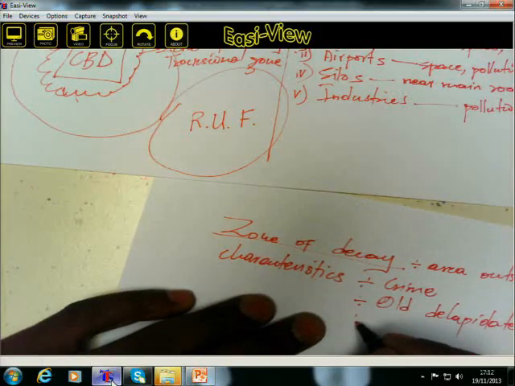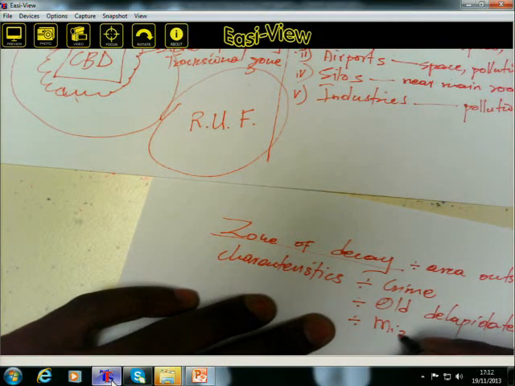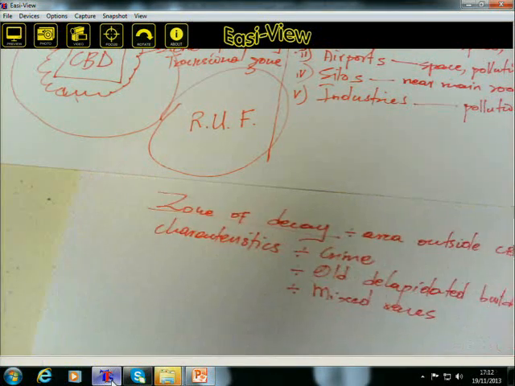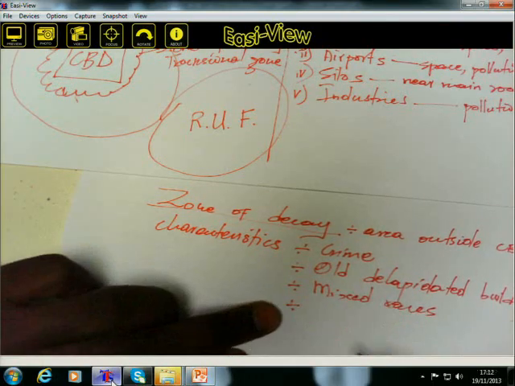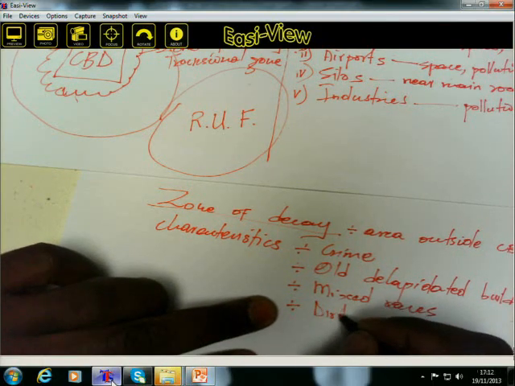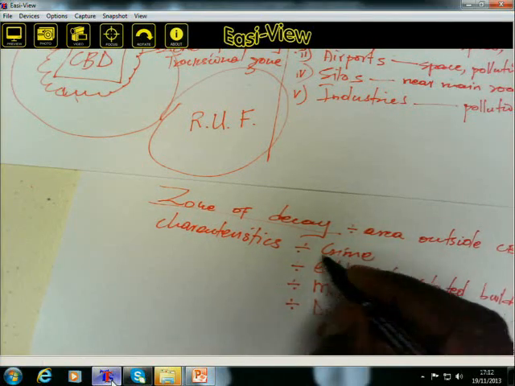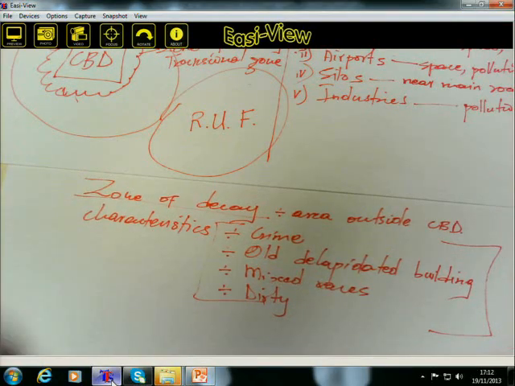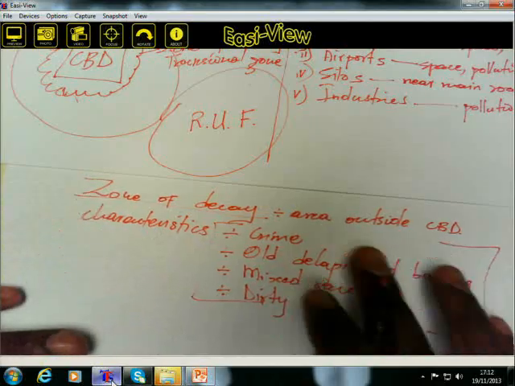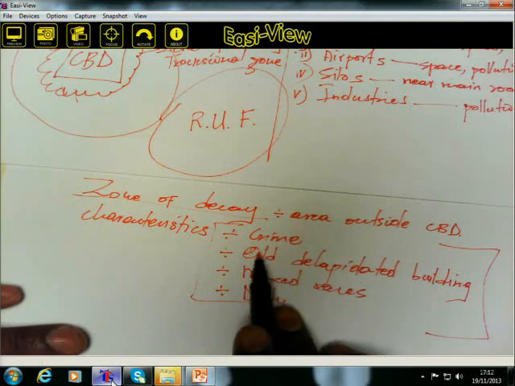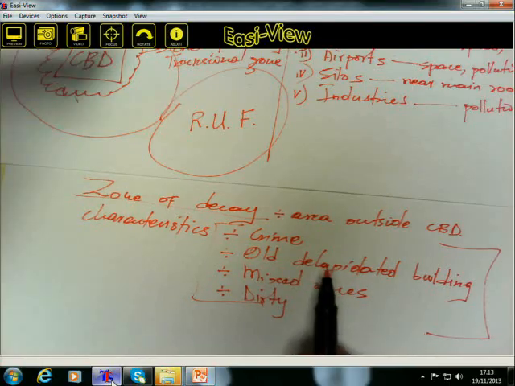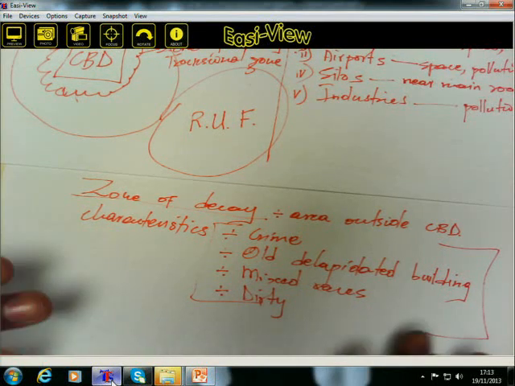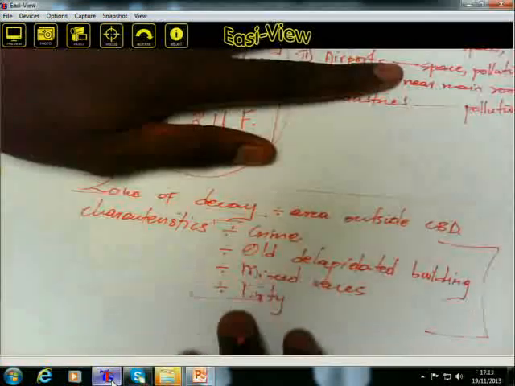Then we say the very same area has mixed races. Mixed races that you get within the area. Automatically it starts to tell you that the area is very dirty. In some instances you'll get a case study, especially on paper 1, on the zone of decay. But this information has to be carried to paper 2 so that if they talk of the land use zone, you can locate easily what we are talking about in terms of the information that we have gathered from the first paper.